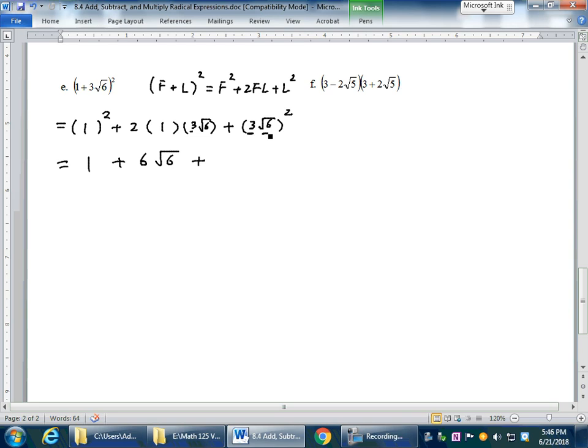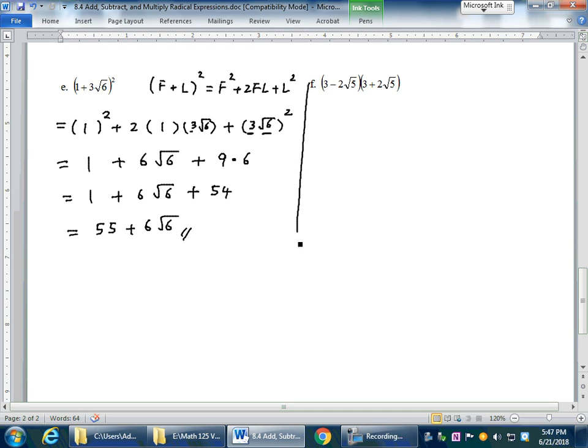So remember, according to the properties of exponents, the square is going to apply to the factor 3 and also factor 6. So 3 to the second power, that will be 9, times square root of 6 squared. Square root and square, they cancel out, so it will become what? Just 6. So therefore, it will become 1 plus 6 square root of 6 plus 54, which my final answer is 55 plus 6 square root of 6. That will be the final answer.